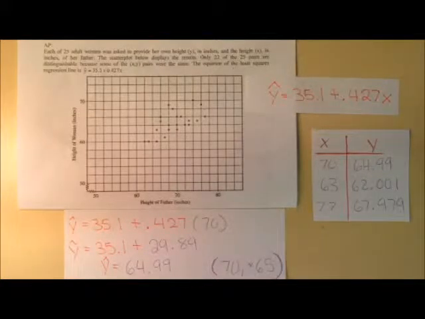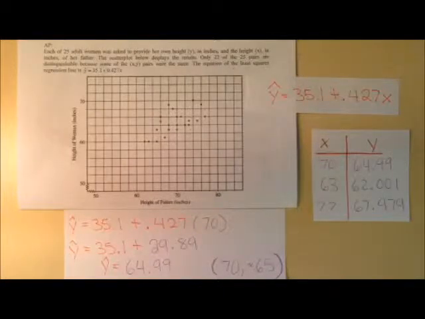This is the advanced level problem on our statistics quiz number 3, which states, each of 25 adult women was asked to provide her own height y in inches and the height x in inches of her father. The scatter plot below displays the results. Only 22 of the 25 pairs are distinguishable because some of the xy pairs were the same.